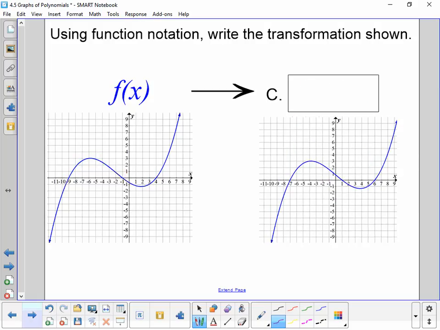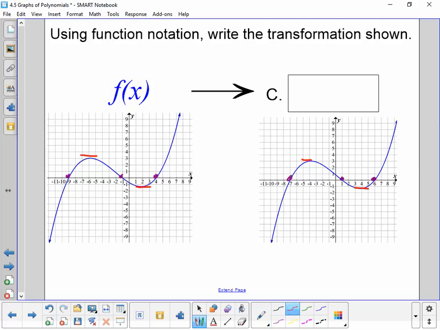Another graph, C. How did it change from f of x? I think this one is difficult to see. If you're not sure what's going on, I would check the peaks and see if they're at the same height, and in this case they are. And then the second thing I might look at is the intercepts. Here it's at -9, -1, and 4. And here it's at -7, +1, and 6.